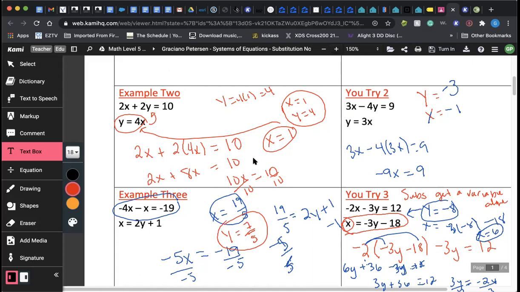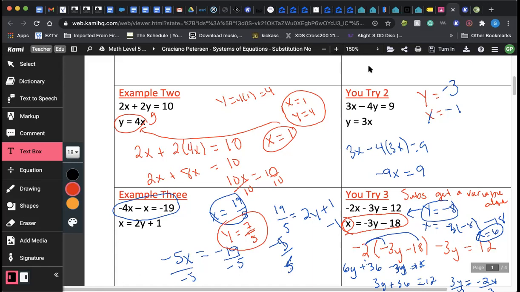Okay, should we do another substitution example or should we move on to elimination? I prefer elimination. I think elimination is easier, but I may be biased. Elimination? Sure. If it's easiest. I don't think it's easier. I just like it. I think it's actually probably a little more complicated, but it's necessary to learn.